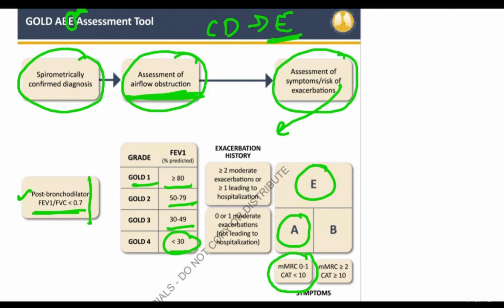For qualification of the E category, there is no need to check the MMRC grading or CAT scoring. It could be anything, but there should be a history of moderate exacerbations of 2 or more, and a history of hospitalization should be there for the definition of grading. But for differentiating A and B, there should be a history of exacerbation of 0 to 1. If the MMRC grading is between 0 and 1 and the CAT scoring is less than 10, then it will be category A. If the MMRC grading is 2 or more and the CAT scoring is 10 or more, then we will call it category B.